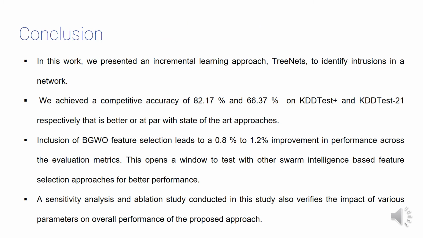In this work, we presented an incremental learning approach, TreeNets, to identify intrusions in a network. We achieved a competitive accuracy of 82.17% and 66.37% on KDD Test Plus and KDD Test 21 respectively, which is at par with state-of-the-art approaches. When we include binary gray wolf optimization based feature selection, it leads to a 0.8 to 1.2% improvement in performance across the evaluation metrics. This also opens a scope to try different swarm intelligence based feature selection approaches for better performance.